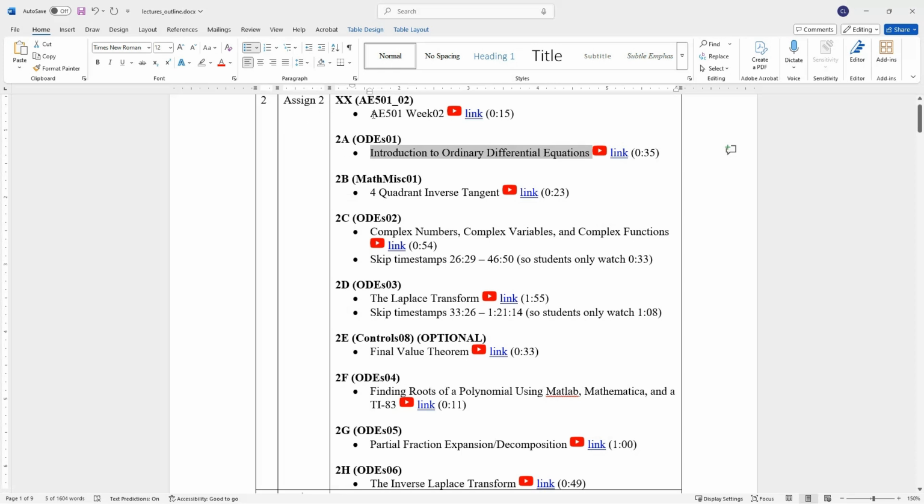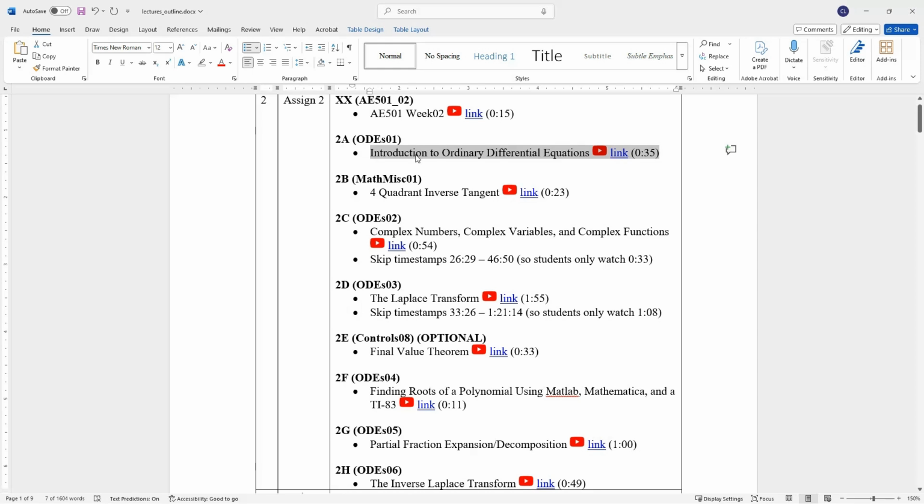We're watching the roadmap discussion right now, and then I've got an introductory video. It's just a quick half-hour video discussing just what is an ordinary differential equation, where do we see it in engineering and science, what types of problems might you be able to solve with ordinary differential equations, etc.